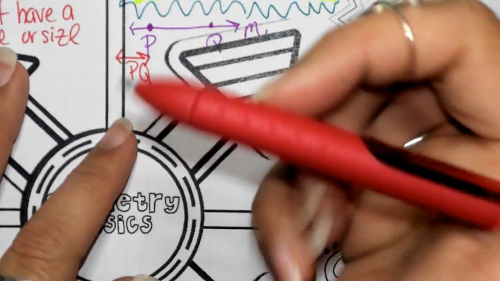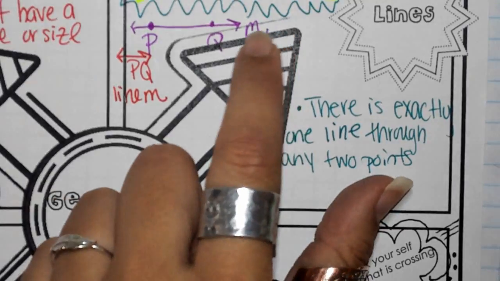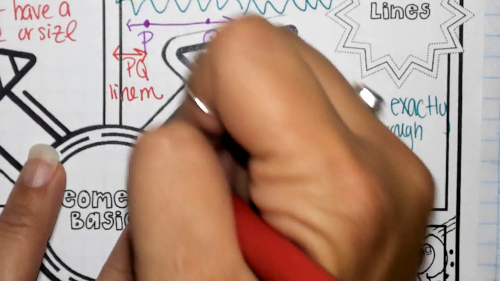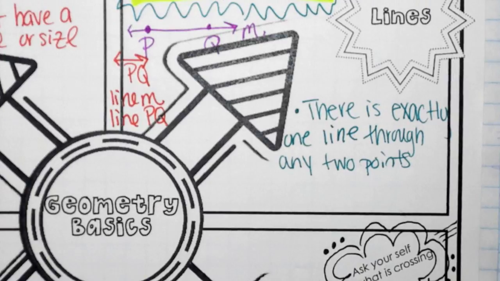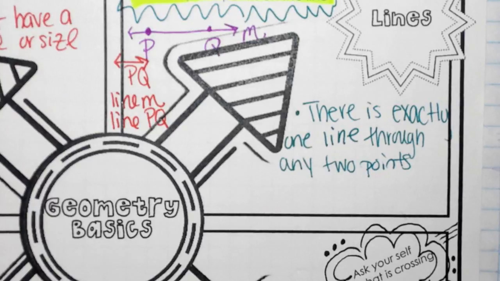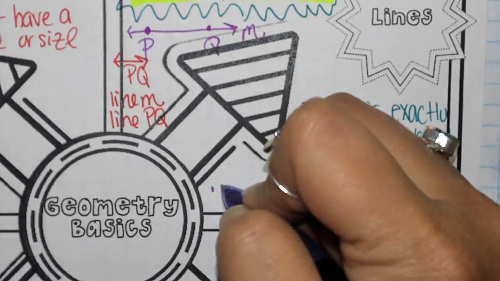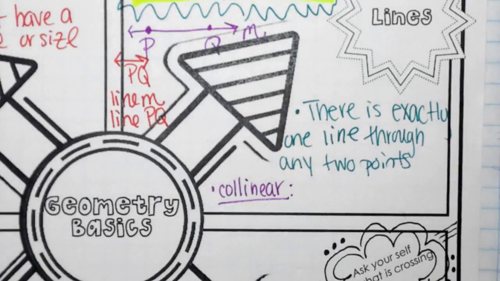We can also call it line M because it has a cursive M. And we could also call it line PQ. If you're going to use the points, you have to use two of them. If you use the name, it'll be a cursive little letter on the outside. Now there is a fancy term that we're going to use, called collinear. What do you think that word means?